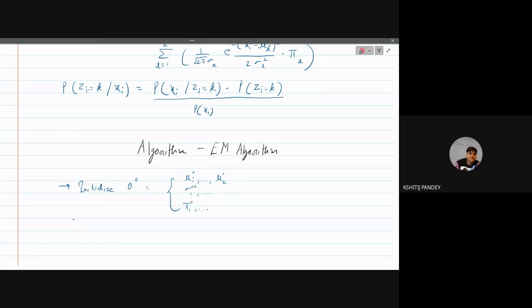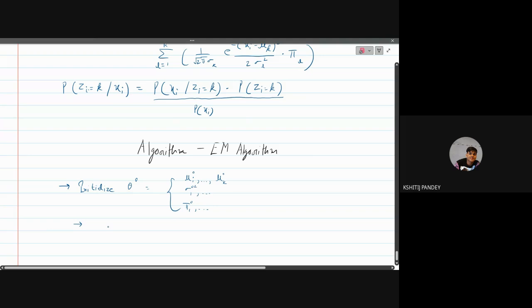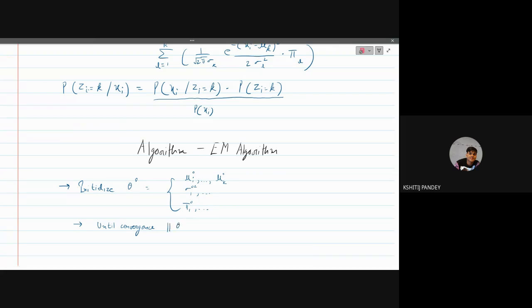Okay, and we repeat until convergence. For convergence, we check the absolute difference between the thetas, that is, all the values we have at the t plus 1 iteration and the last iteration.